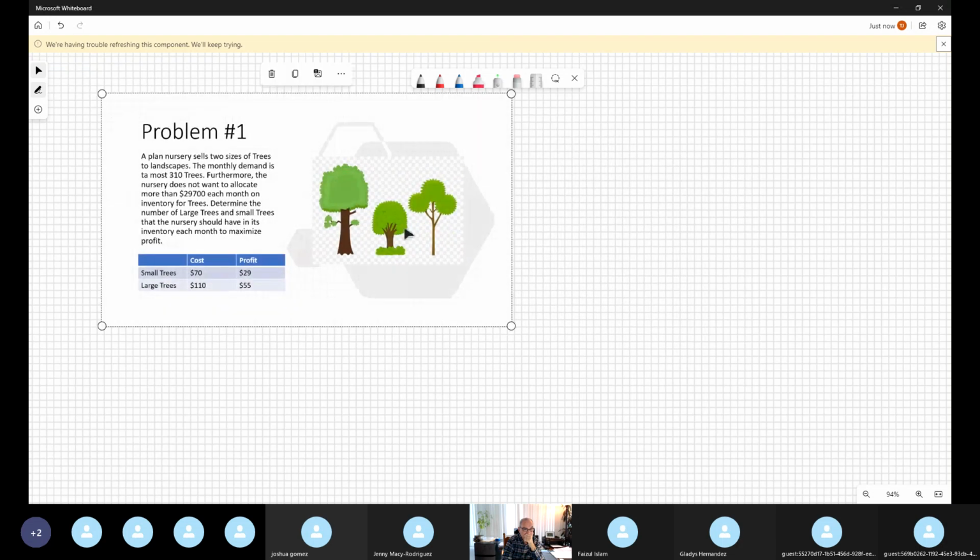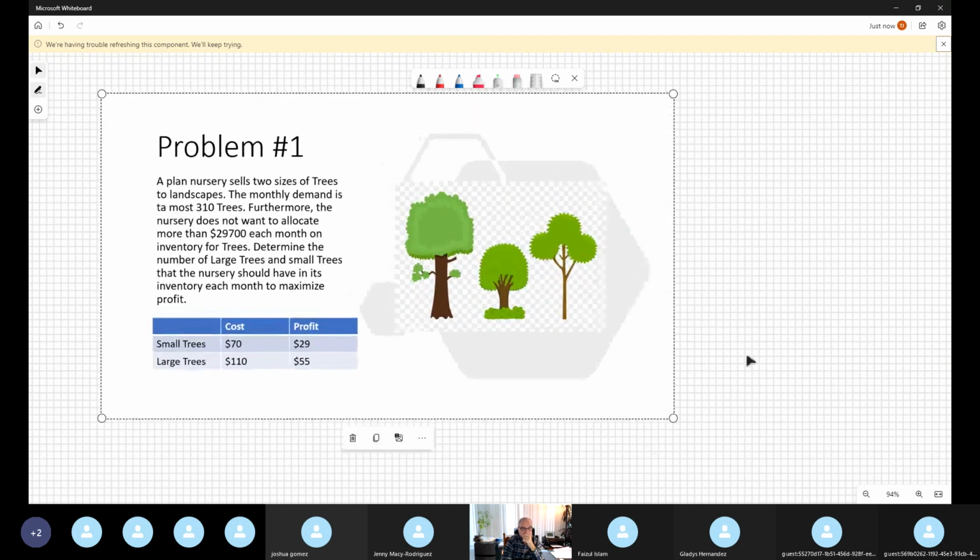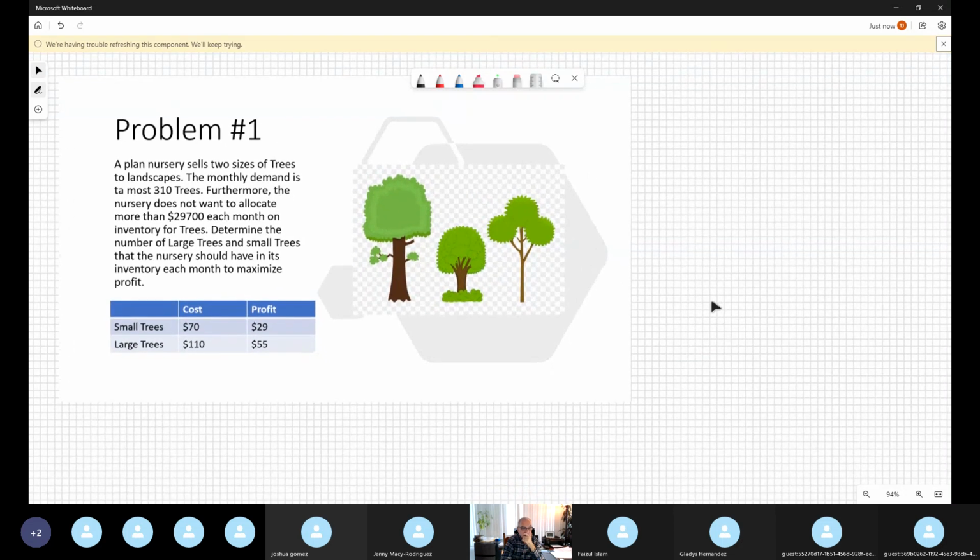Okay, problem number 1. Wow. Let me read. This is the complication. You read to understand. It's about a nursery. This is a plant nursery that sells two sizes of tree. Always there are two features. If we have 3 features, the problem is in 3 dimensions, and the optimization is more complex. But in this case, only in the plane, using Desmos to have 2.